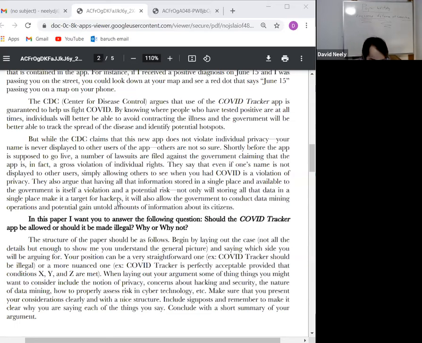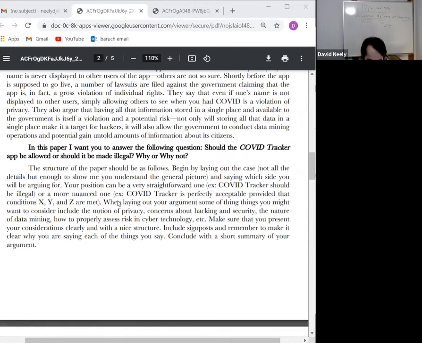So your possible theses are, yes, it should be allowed, no, it shouldn't be allowed, or something like, yes, it should be allowed, but only if conditions X, Y, and Z are met. So those are the sorts of things I'm talking about with theses.